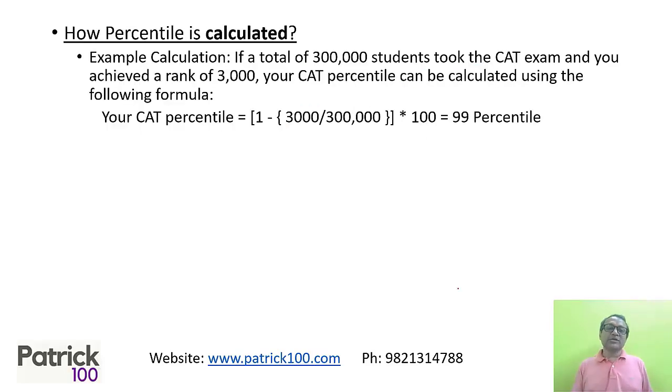Let's try to further understand how percentile is calculated. This is a calculation. If there are 3 lakh students who have written the examination and you got a rank of 3000, the formula becomes 1 minus 3000 upon 3 lakh, into 100, which is 99 percentile. So technically 3 lakh people have written the exam. So if you're a 3000 rank person, you're at 99 percentile. So anyone with ranks 1 to 3000 is in the top 99 percentile batch. That's how it's calculated.